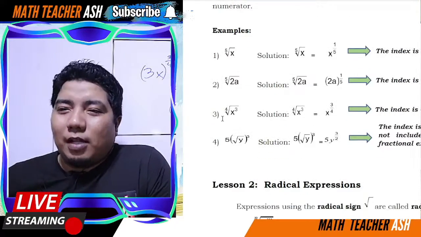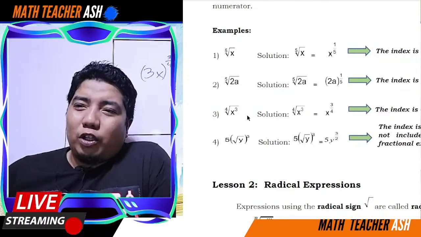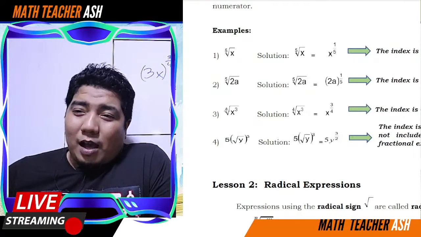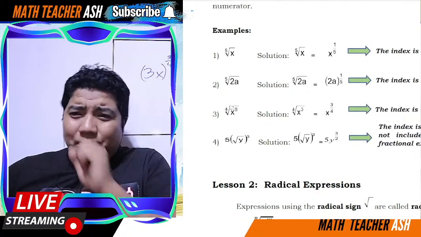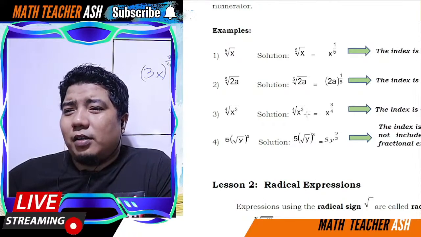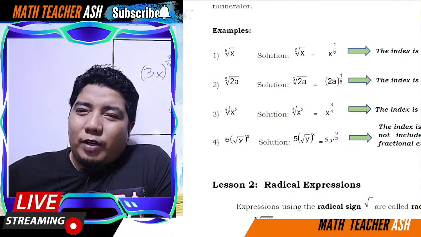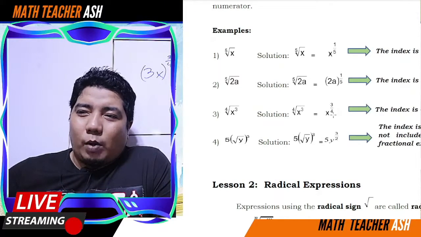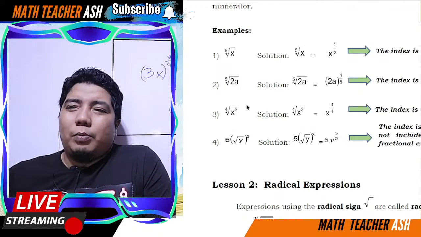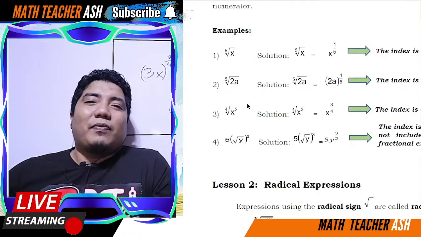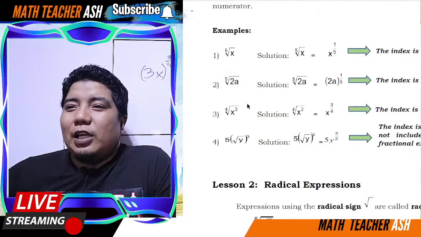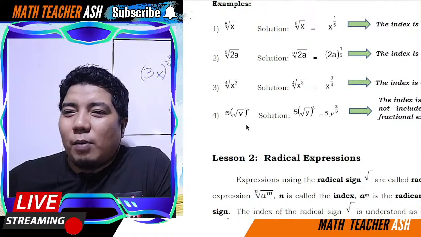Okay, now how about this one? The 4th root of x cubed. So, our x here is our base, okay? Our denominator for the rational exponent is 4 because that is our index. And our numerator is 3. So, therefore, we have the final answer x to the power of 3/4. Okay, how about here? 5.